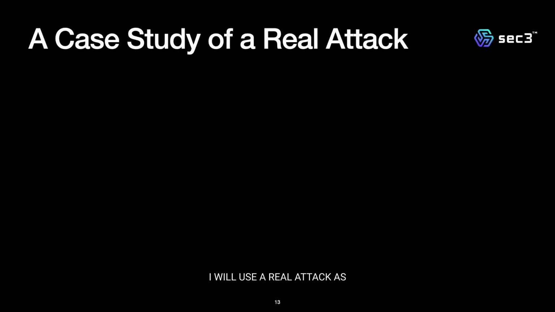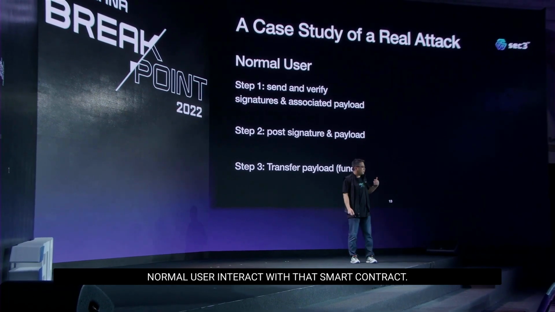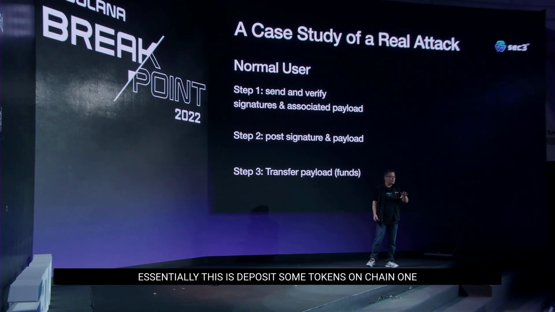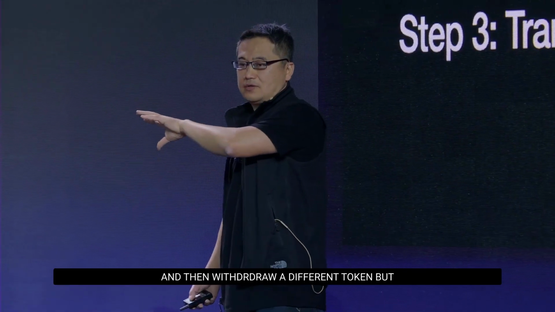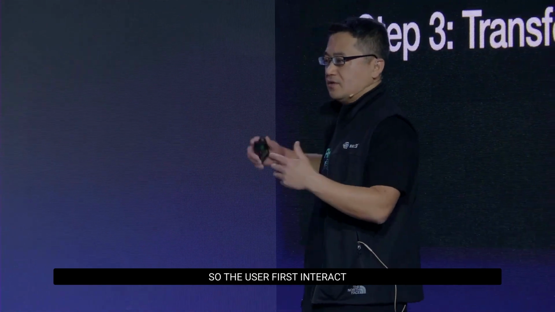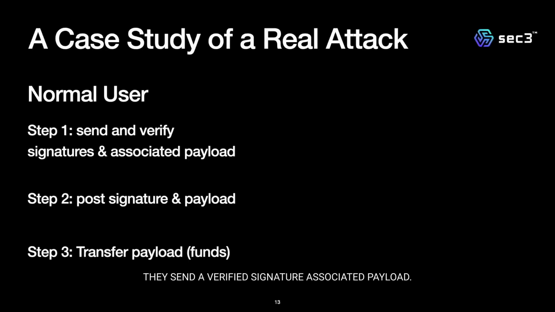I'll use a real attack as a case study. On the left side is what a normal user interaction with that smart contract looks like. Essentially, this is a deposit of some tokens on chain 1, and then a withdrawal of different tokens, but with the same value, on chain 2. The user first interacts with the smart contract on the Solana side: they send and verify the signature and associated payload.